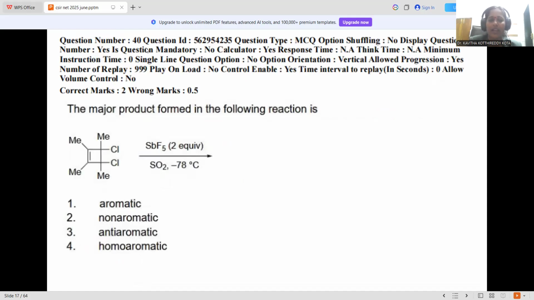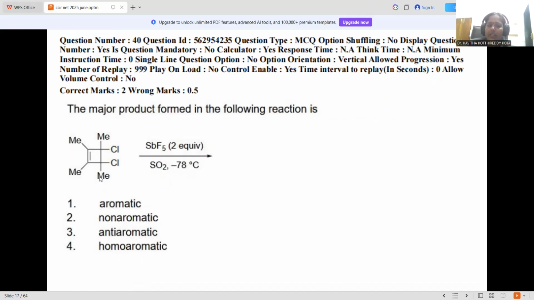Again, it is a part of organic chemistry and we may deal with aromaticity of the given organic compounds. The major product formed in the following reaction is, we are taking only a 4-member ring system with one double bond, and here the carbon is linked with chlorine and methyl, this carbon also occupied by chlorine and methyl, and this carbon methyl, this carbon methyl.